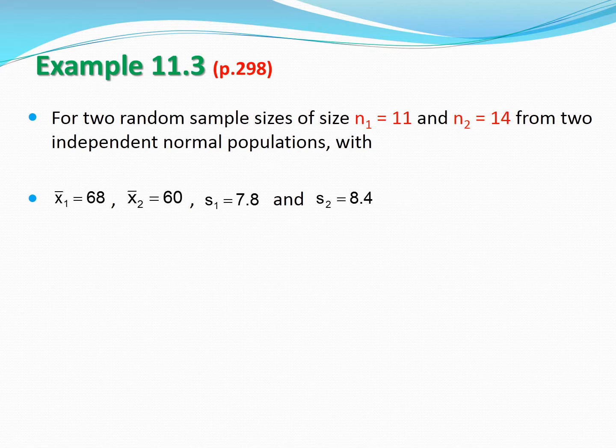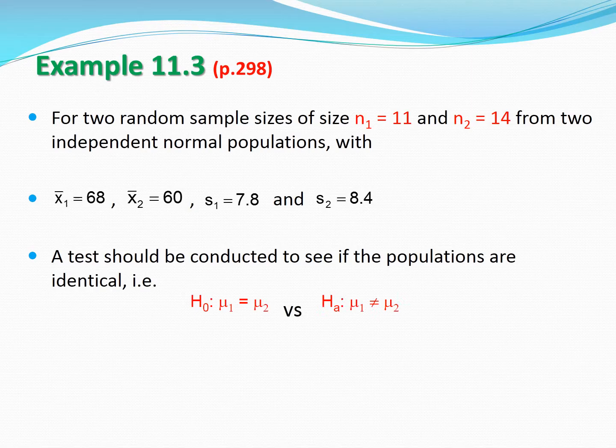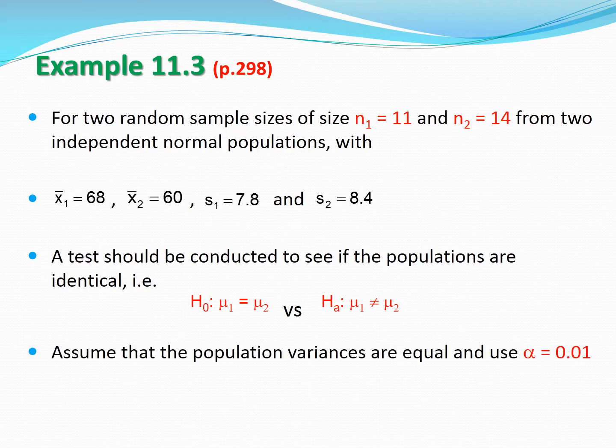Just take note that they give you the standard deviations, so when we calculate SP, we need to square those values. Then they asked you to conduct this hypothesis test. So they stated step 1 for you already. And then they say assume that the population variances are equal, and they give you a significance level of 0.01.